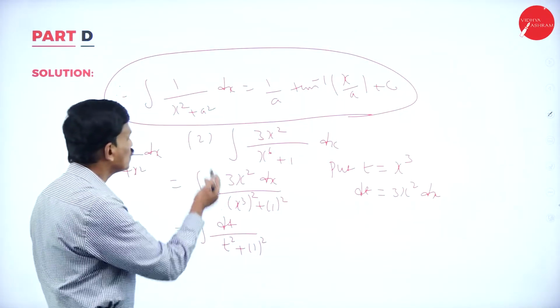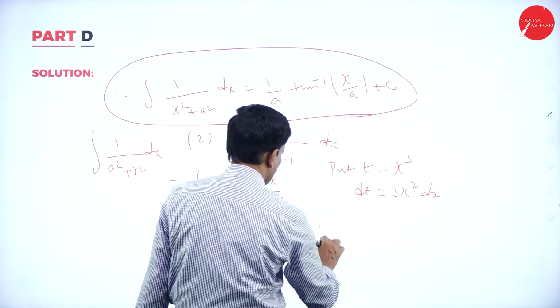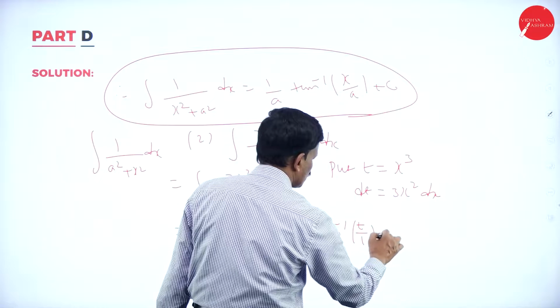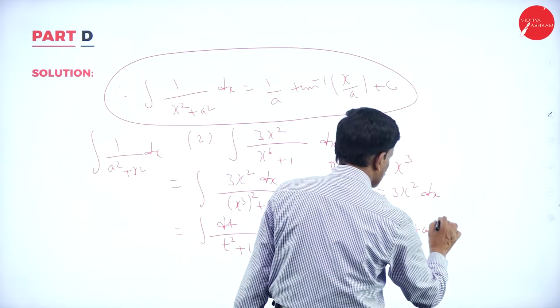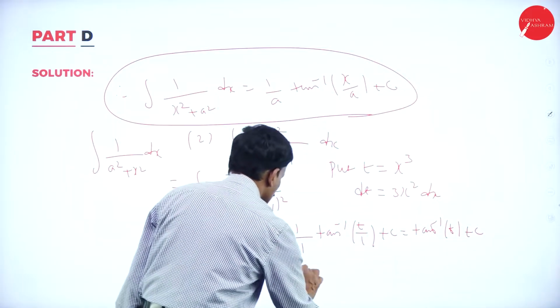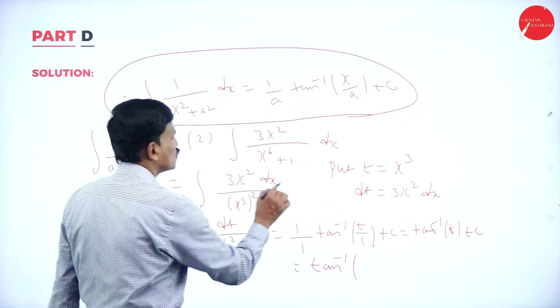Now this is of the form 1 over a square plus x square. This is 1 over a, 1 over t tan inverse of t by 1 plus c, that is 1 over 1 is 1 into tan inverse of t plus c. What is this equal to? Tan inverse. What is t? What is the substitution you have taken?